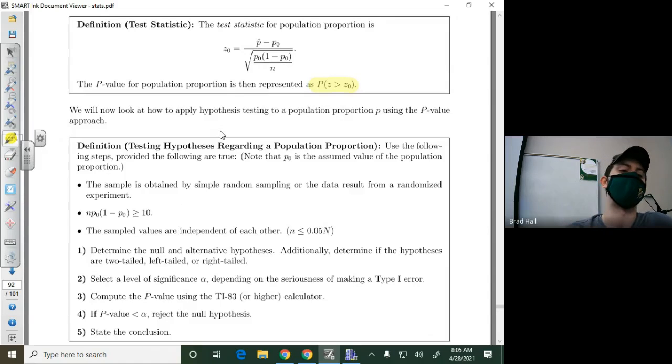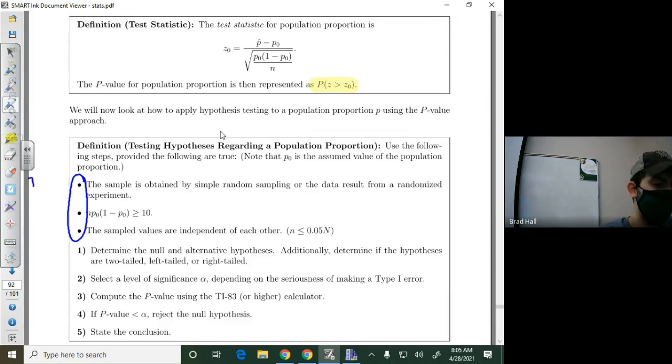And we've seen these before. So these three conditions have to be true. Or in other words, these must be true.